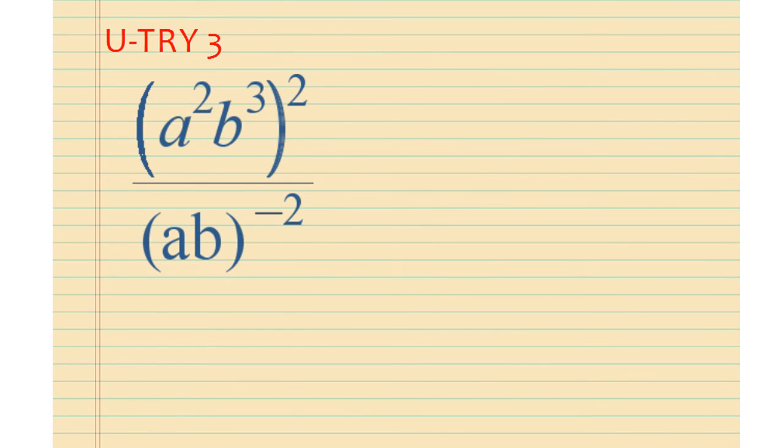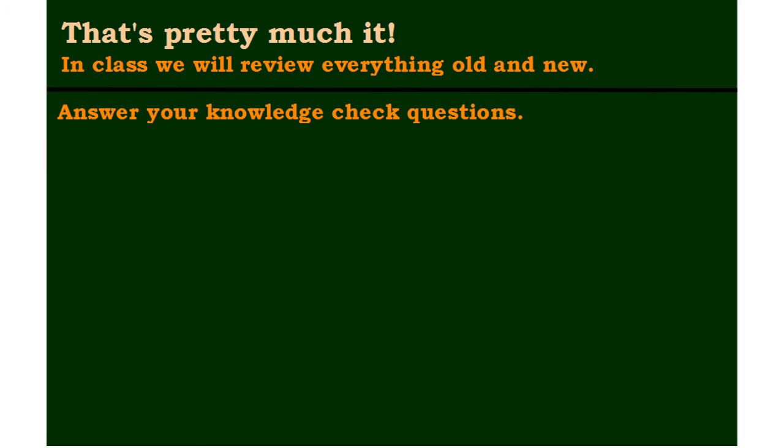Here is your U-try. Apply your power to a power property on the top and apply your power to a power property on the bottom. Then do the necessary simplifications. That's pretty much it. In class, we will work on examples that involve all of the properties we have covered so far.